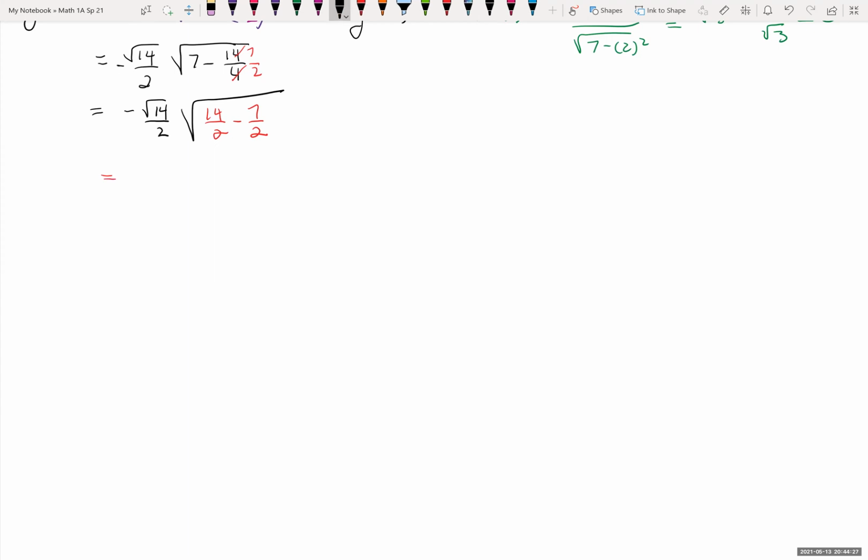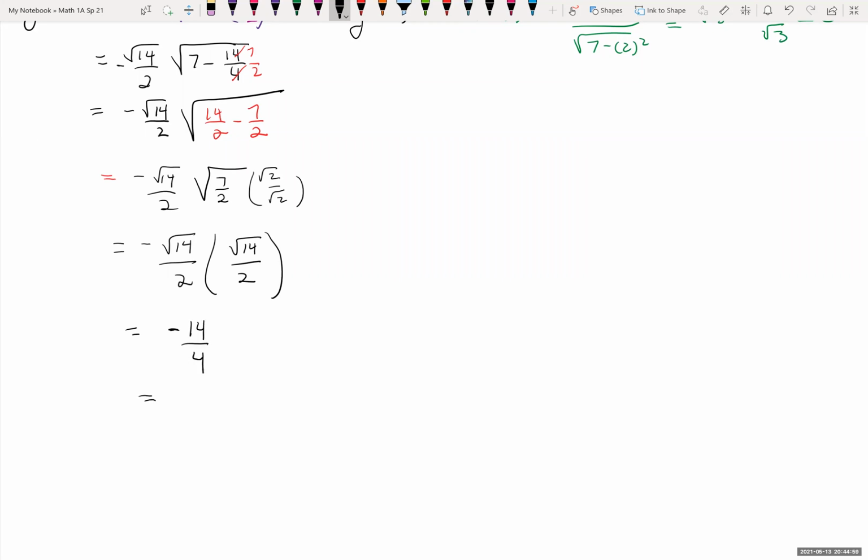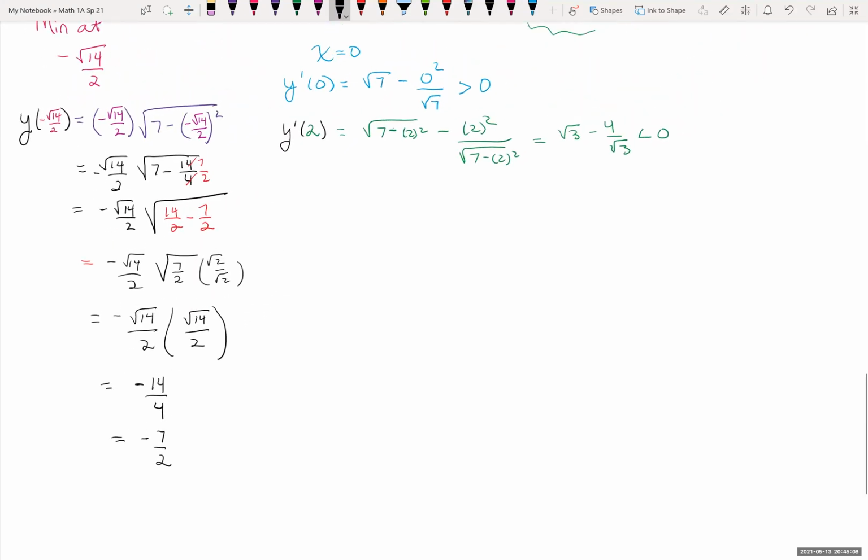So we have negative root 14 over 2. This is the square root of 7 over 2. So negative root 14 over 2, if I multiply this by root 2 over root 2, that gives me root 14 all over 2. Well, square root 14 times square root of 14 is just 14. So we have a negative 14 all over 4, which is the same thing as negative 7 halves. Okay, so that was the min.